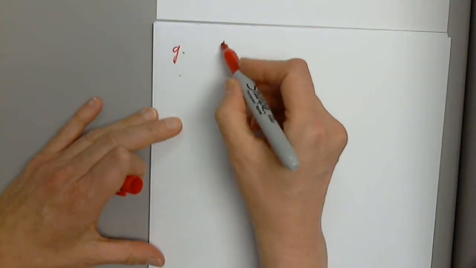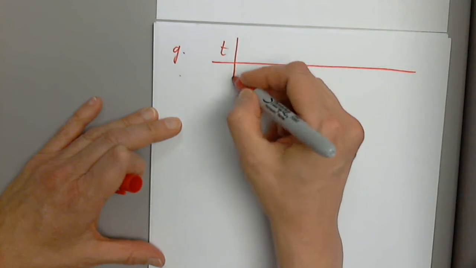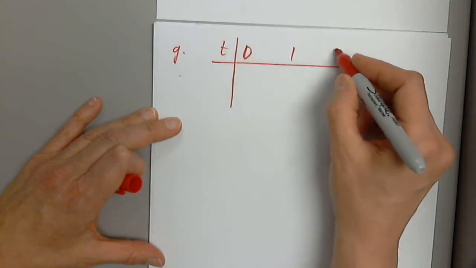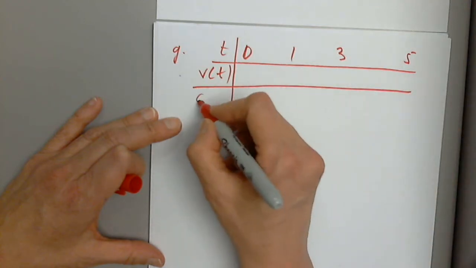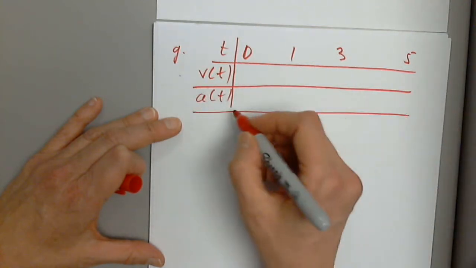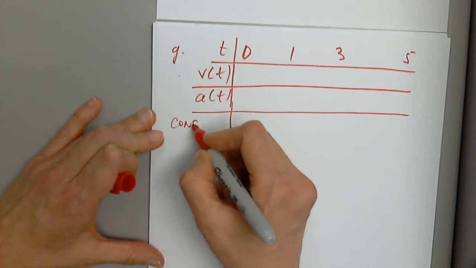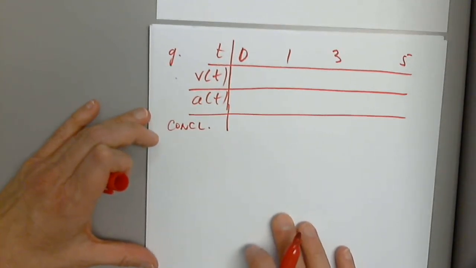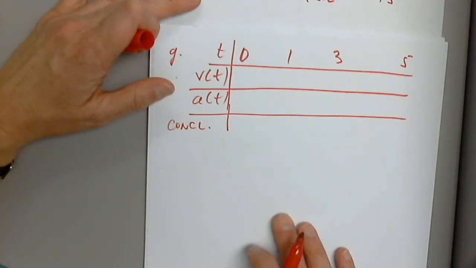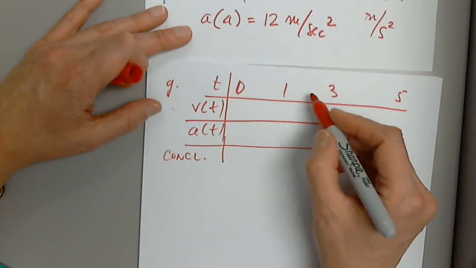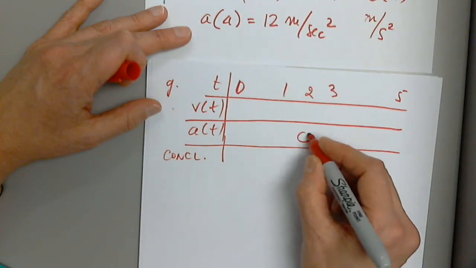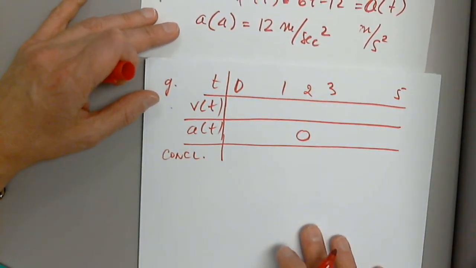Okay, so the final question is asking us to find this. And of course, we're going to stick with 0, 1, 3, and 5. So v of t, a of t, and conclusion. We also have to insert in there t equals 2, because the velocity is 0 at t equals 2.